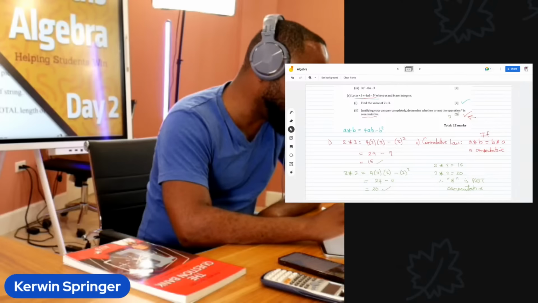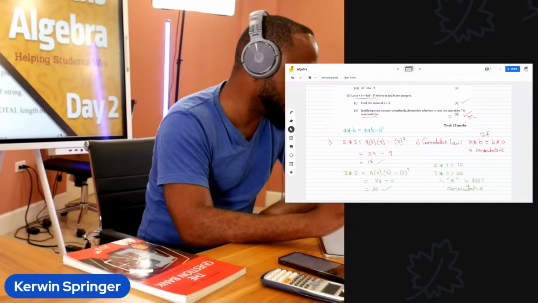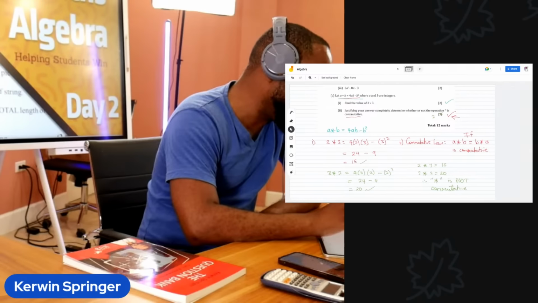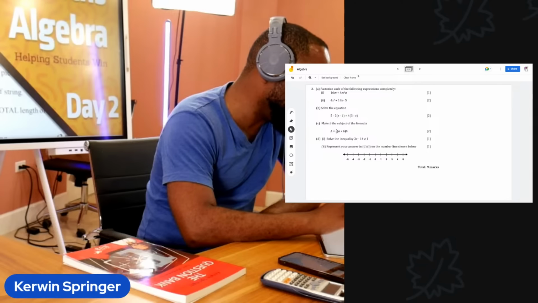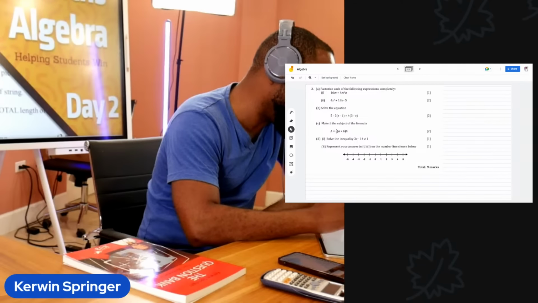Factorize each of the following expressions completely. So, more factorization at the start of algebra. On page 4 here: 16m plus 4m squared n. What is it looking like? What type of factorization do you think we're going to do for this?